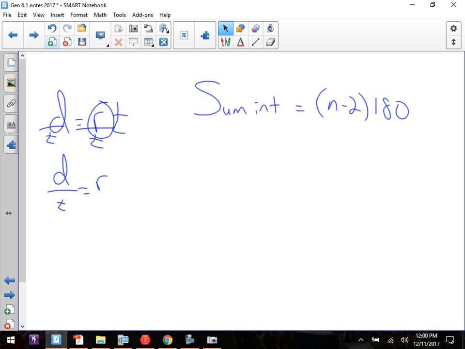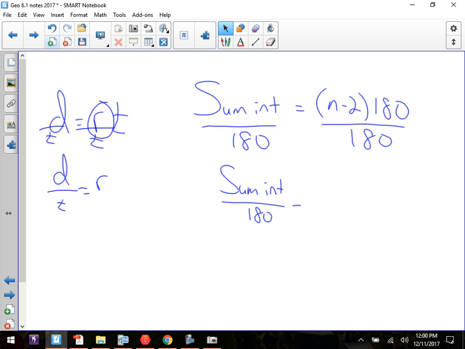Because what happens here is if you know what the sum of the interior is, if you divide it by 180, you get the sum of the interior divided by 180 equals n minus 2. So what do you do? How do you get rid of the 2? You add it over. So it's a really nice thing to be able to know that you can work backwards.